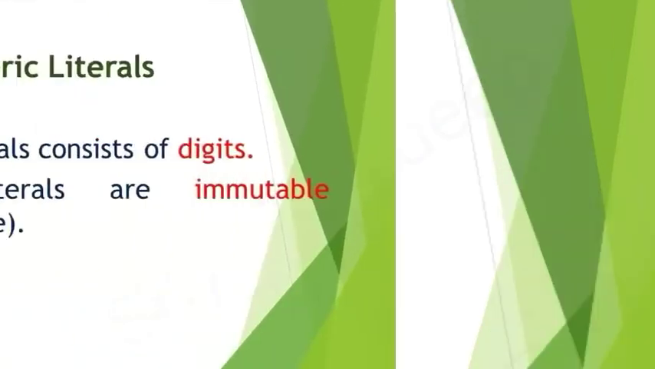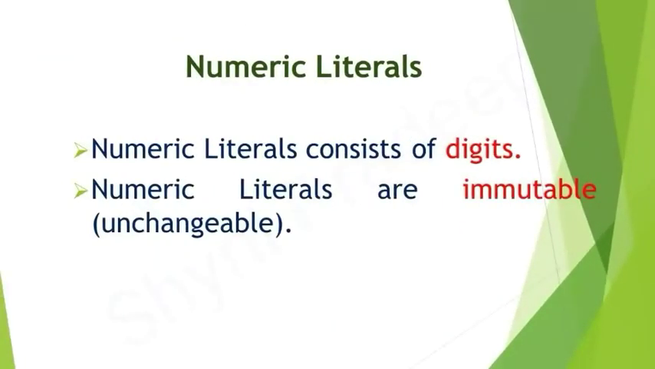Okay. So first, numeric literals. Numeric means what? Numbers. It consists of digits only. And these literals are unchangeable, which means immutable. Okay. There are three types of numeric literals.